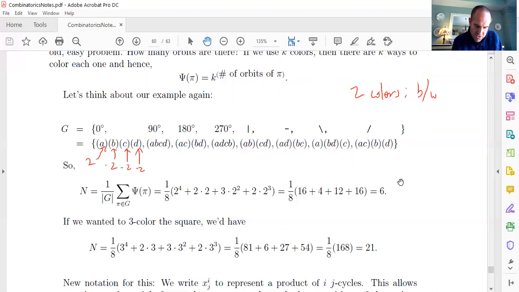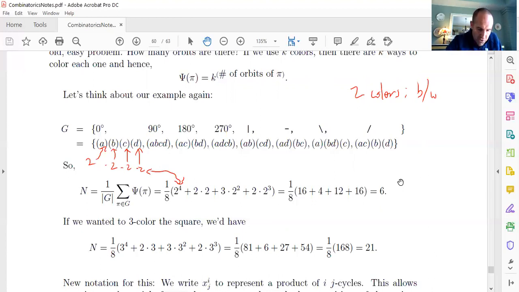2 times 2 times 2 times 2. Okay? And that's it. So that's 2 to the 4th, which gives rise to that 2 to the 4th right there. Okay? Now, what about A, B, C, D? Well, that's one giant cycle, right? That's just one giant cycle.